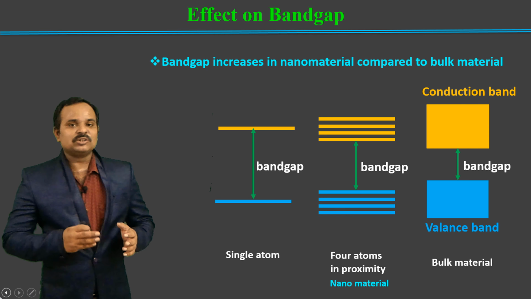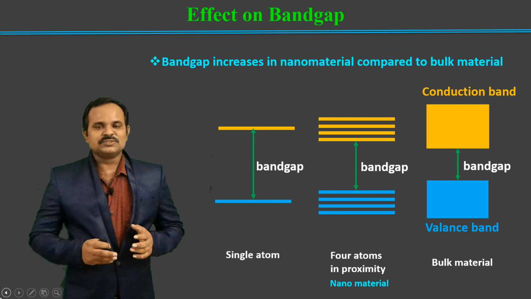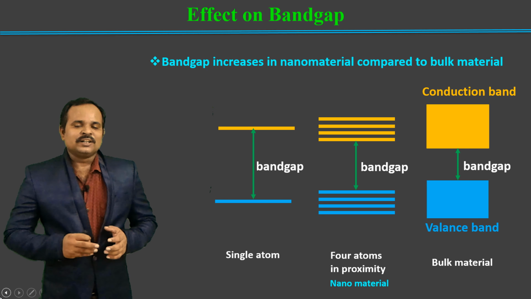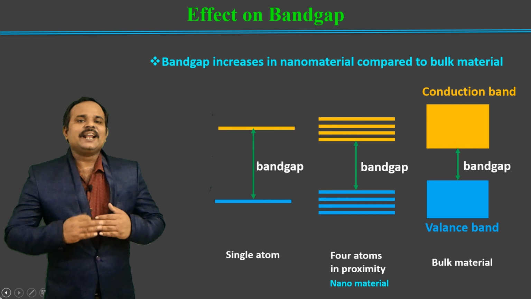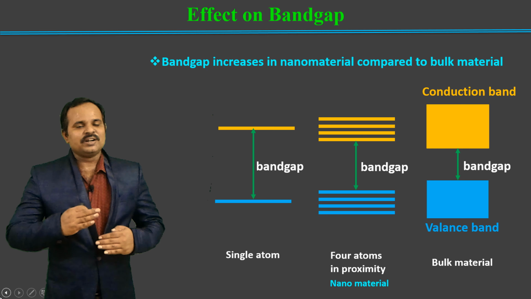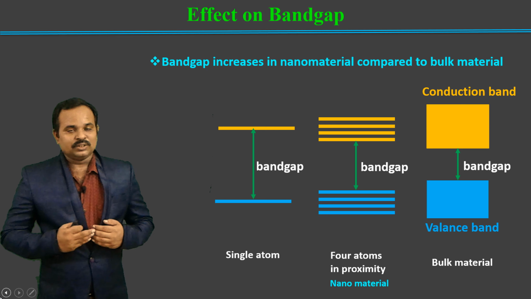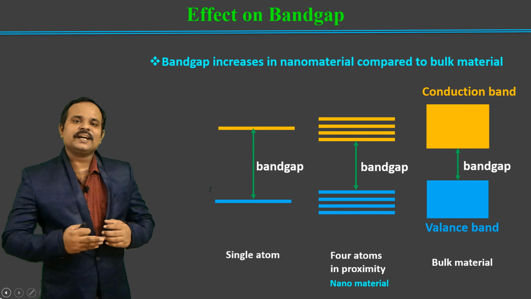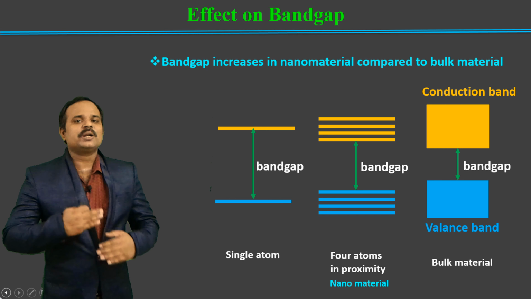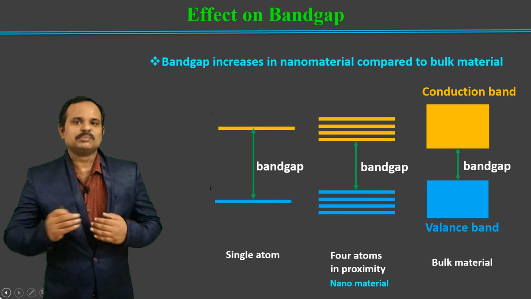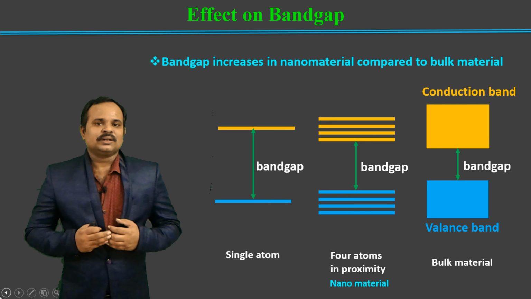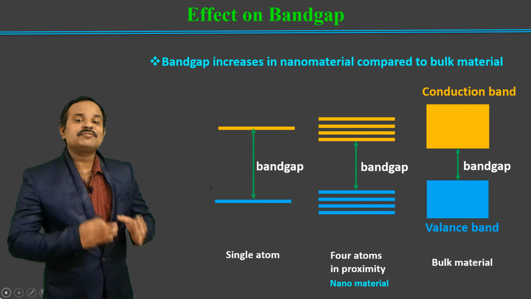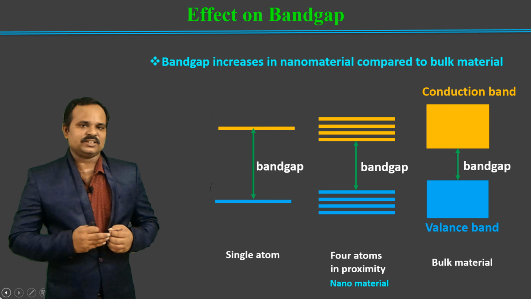It's not just limited to band gap changes when you go from bulk material to nanomaterial. Let us consider if we want to excite the electrons from the valency band to conduction band in the case of nanomaterial. So now we require higher energetic photons to excite the electron from valency band to conduction band compared to the bulk material. That means the absorption properties of the nanomaterials are different compared to their bulk materials.